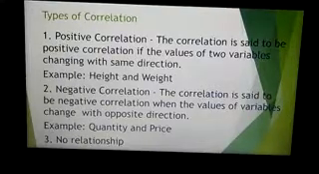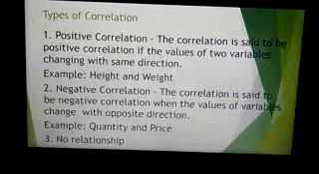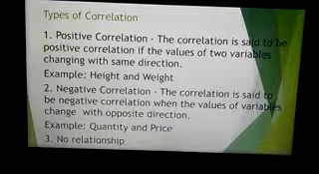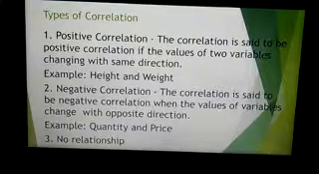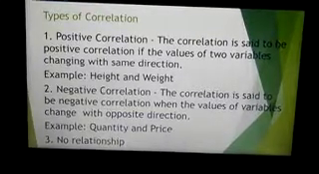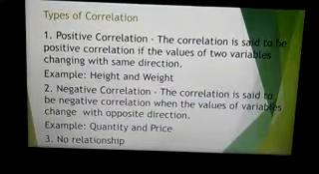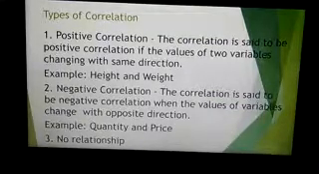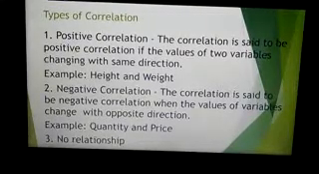Next, there are three types of correlation. First, we have positive correlation. When we talk about positive correlation, it means that the values of the two variables change in the same direction. For example, consider height and weight. When the height increases and the weight increases, the two variables have the same direction and they have a positive correlation.